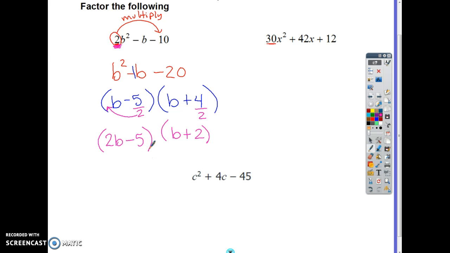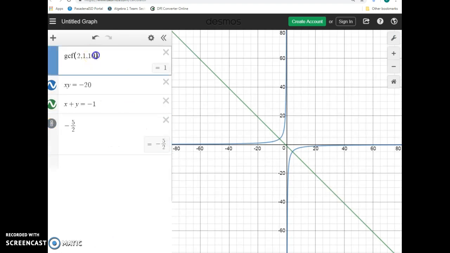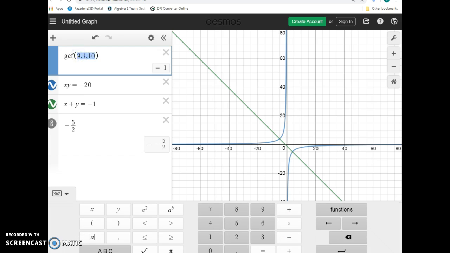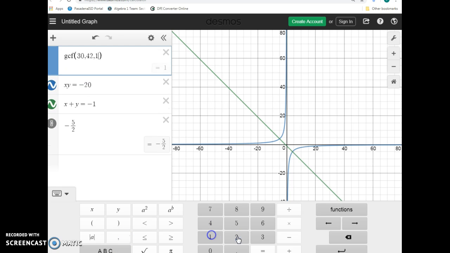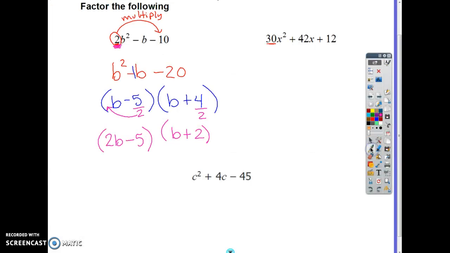Okay? The second one, GCF. I need to type 30, 42, and 12 in decimals. So everybody type it in decimals. 30, 42, and 12 right here. 30, comma, 42, comma, 12. The greatest common factor is a 6. Okay, that means I can take out a 6 from the whole thing. So take it out like this and divide everything by 6.